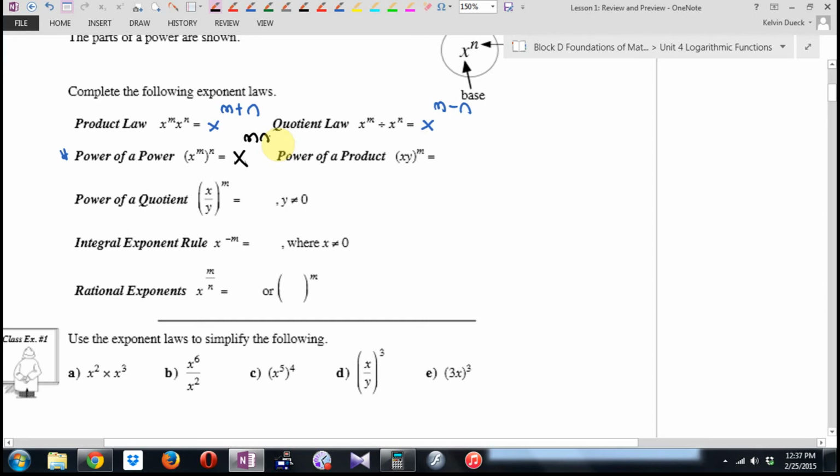What about when you got more than one thing inside brackets to an exponent? What if I had this, x squared y to the 4th all to the 5th?